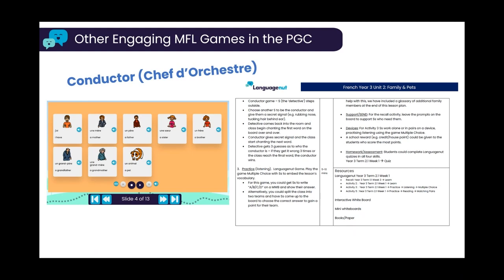When they feel like it, the conductor can then do their secret signal, and when the conductor's done that, the class moves on to chanting the next vocabulary item in the list. And so they're building that pronunciation while the detective tries to work out who the conductor is. And again, you can choose how many guesses you give them, usually about 3. 3 wrong guesses means that they then have lost, and the person who was the conductor can then have a go at being the detective, and so on.